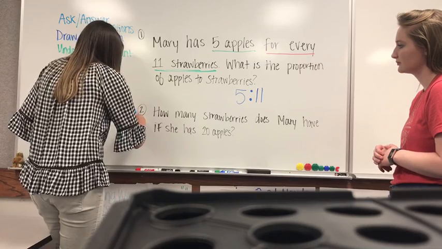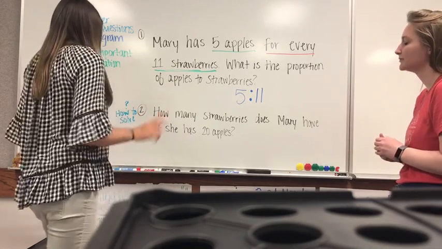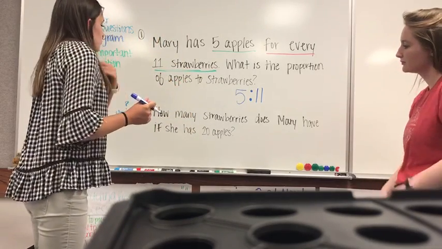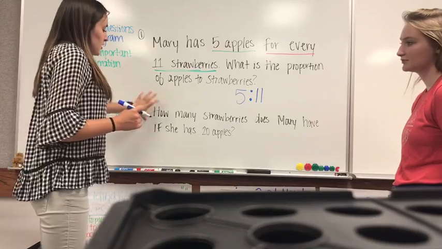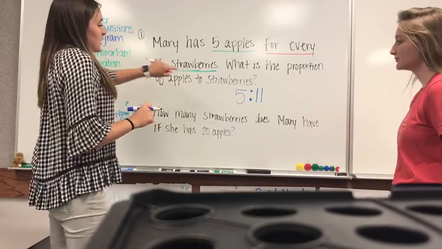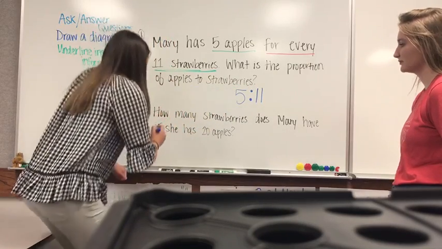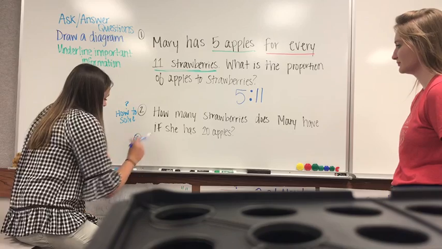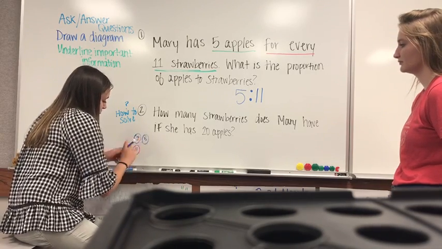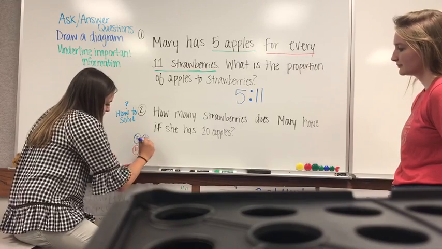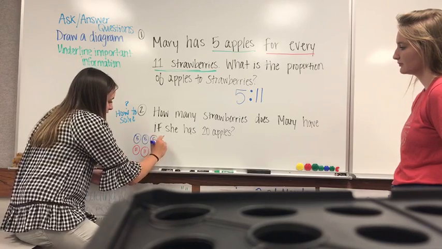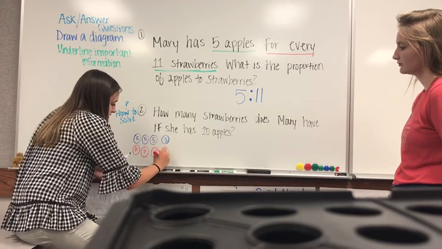And then the second strategy I'm going to show you is drawing diagrams while you solve different equations. For this one, I'm going to start by showing you how we could draw a diagram of apples compared to strawberries. If we know that we have 5 apples to every 11 strawberries, we could say this is my 5 apples and these are my 11 strawberries. And then you just keep going. So 5 apples, 11 strawberries, 5 apples, 11 strawberries, 5 apples, and 11 strawberries.